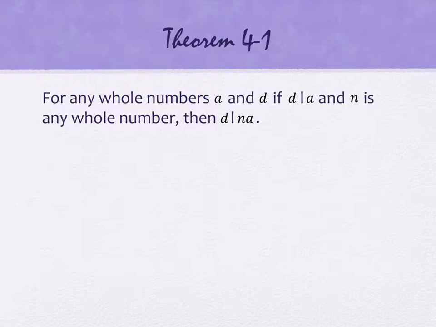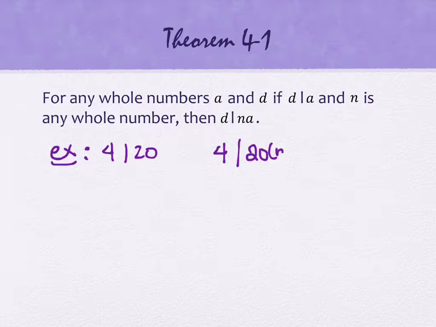For any whole numbers A and D, if D divides A and N is any whole number, then D divides N times A. So we're going to go ahead with the example I just gave you, 20, right? 4 divides 20. Then that means that 4 is also going to divide 20 times anything else. 20 times 2, 40. 20 times 3, 60. 20 times whatever will also be a multiple of 4. It will be able to be divided by 4.